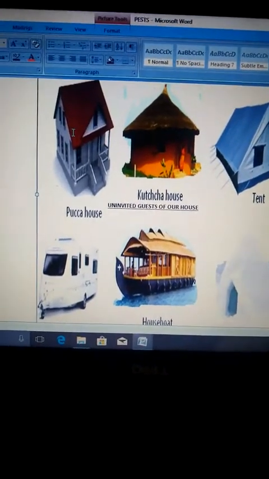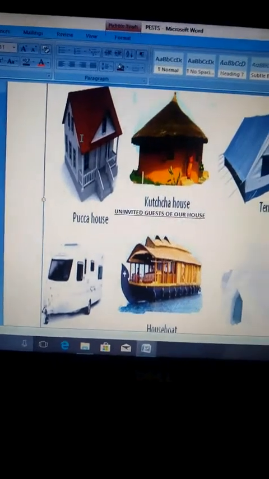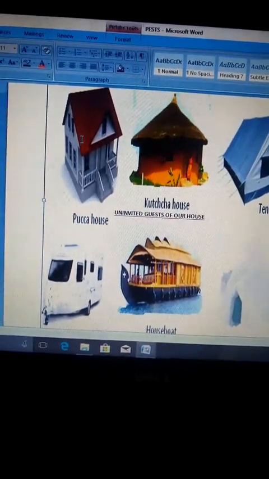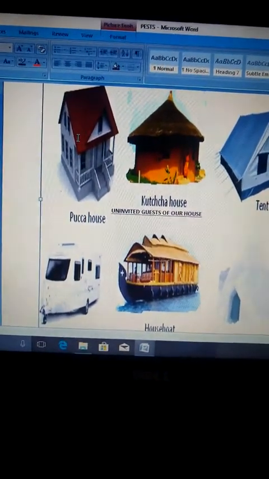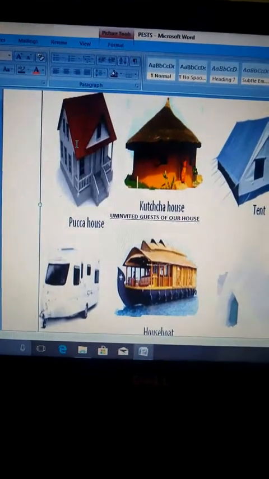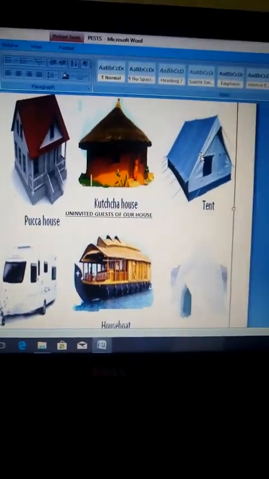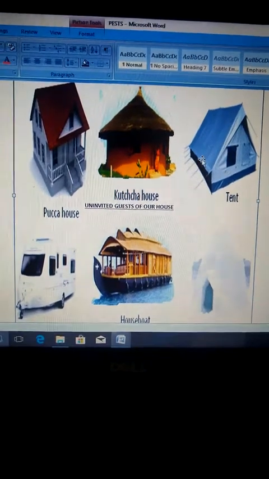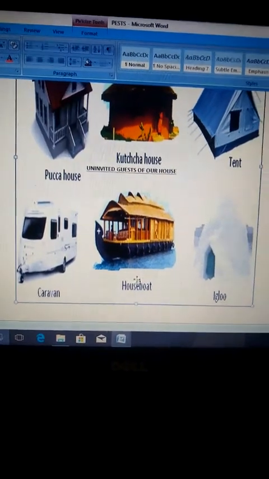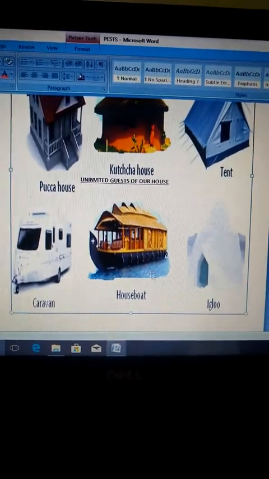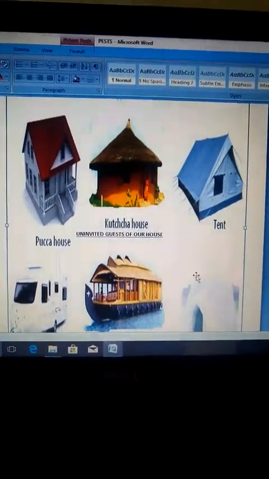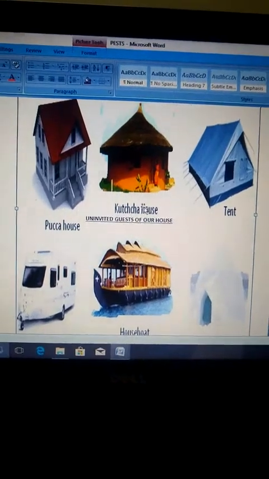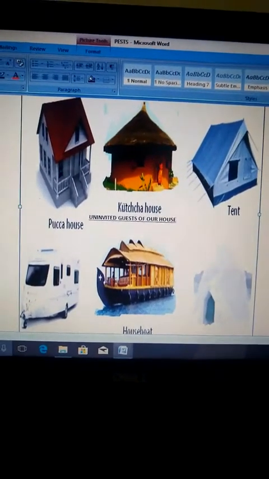This is a Pakka house. In present time, we all live in Pakka houses. This is a tent. This is a caravan. This is a houseboat. And this is an igloo. These are different types of houses.